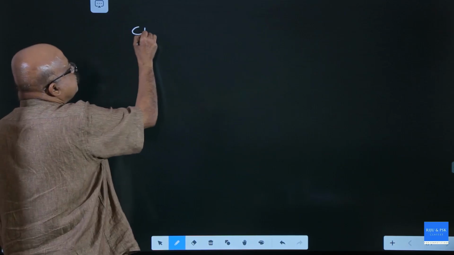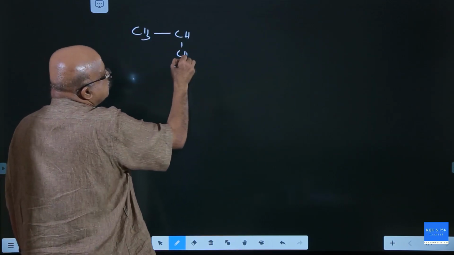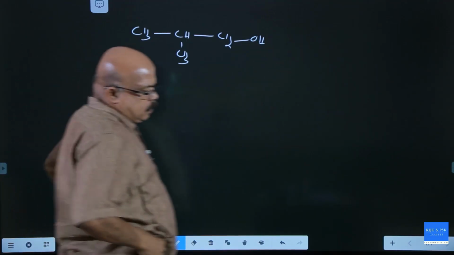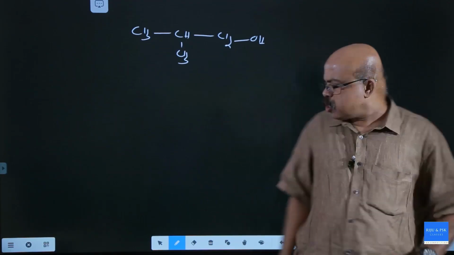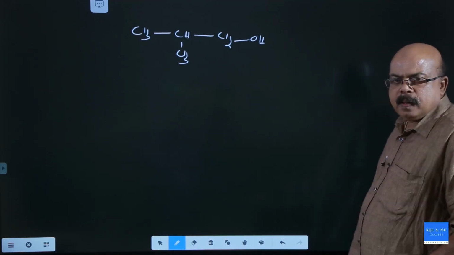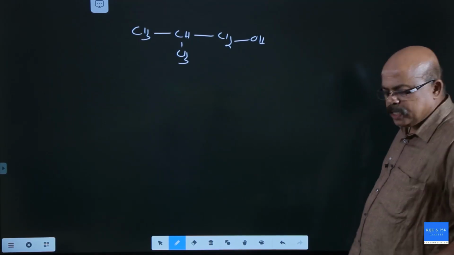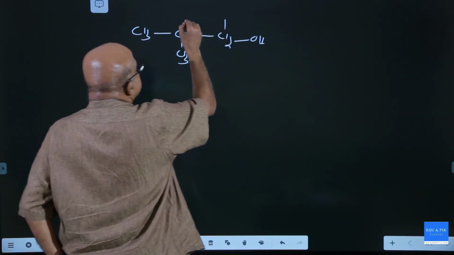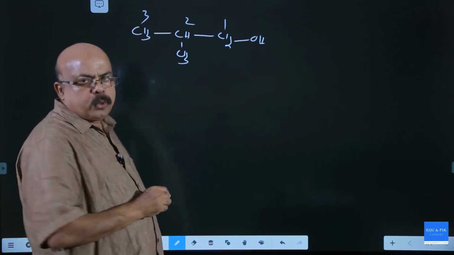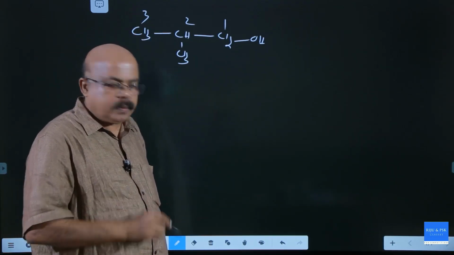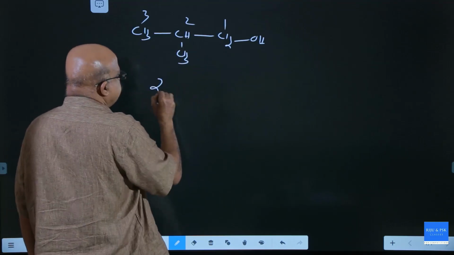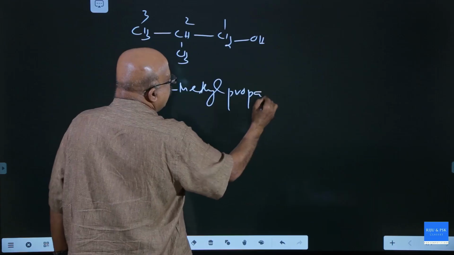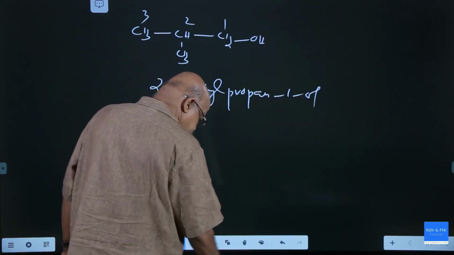This one, it is a compound where OH group is the principal functional group. Identify the longest continuous carbon chain 1, 2, 3. It is 2-methyl propan-1-ol.